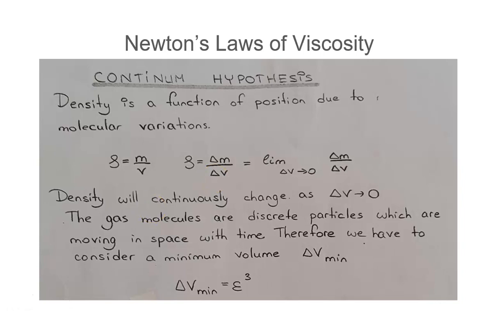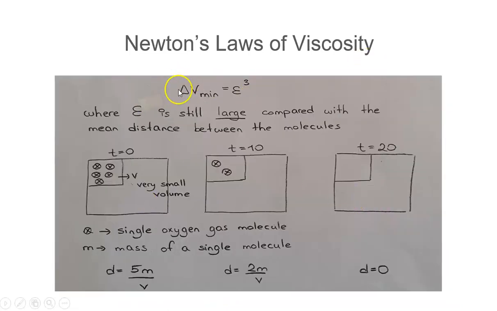The gas molecules are discrete particles which are moving in space with time. Therefore, we can say that we have to consider a minimum value for the change in volume, which is usually given as epsilon cubed. So we've mentioned the fact that the minimum change in volume is equal to epsilon raised to power 3, where epsilon is still large compared with the mean distance between the molecules.